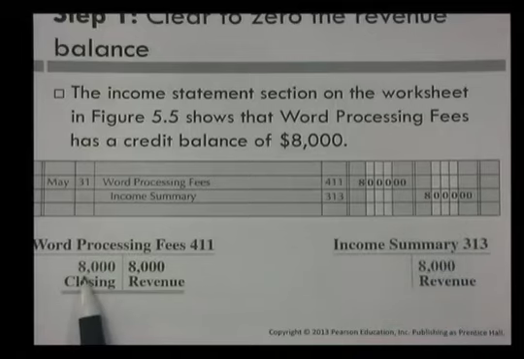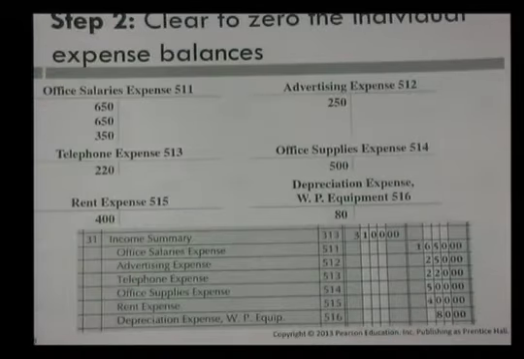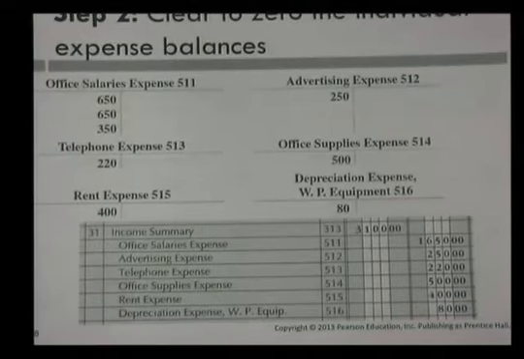Then we would post that to the general ledger, and here's a T account to illustrate that. The debit of $8,000 to word processing fees gets this account to zero, and we're going to close it. Now the income summary is credited $8,000, and we will find the balance of this account and close it in step 3. The second step is to close all the expense accounts. We do this in one journal entry.